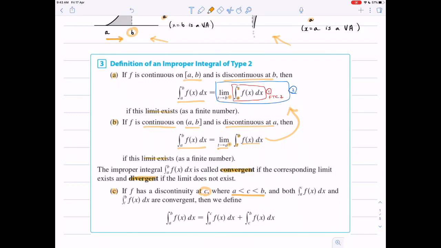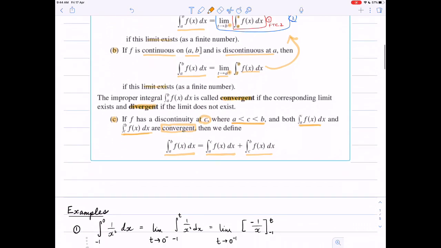And if that is the case, just like type 1, this only works if both pieces are convergent. The integral from A to B of f of x dx, you split it up as one side of the discontinuity plus the other side of the discontinuity, as long as both pieces are convergent. So let's go ahead and look at a couple of examples here, and one at the end, which is going to be a bit of a mix.